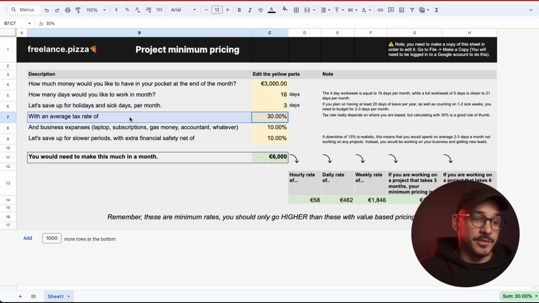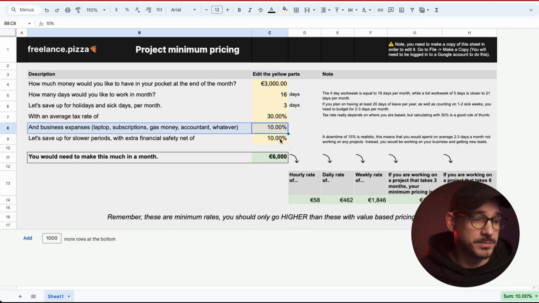Next up is an average tax rate. Again, if in your area the taxes are a little bit better, just adjust this, but I would go with 30%. I think that's a very good general rule of thumb when it comes to generic international tax rates. That's how much we pay as taxes for the services that our neat little governments provide us.